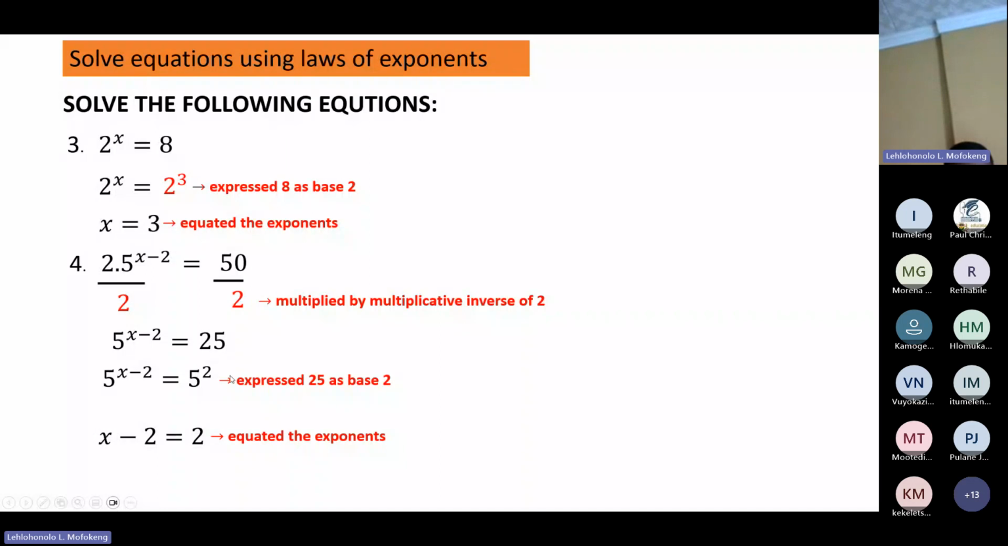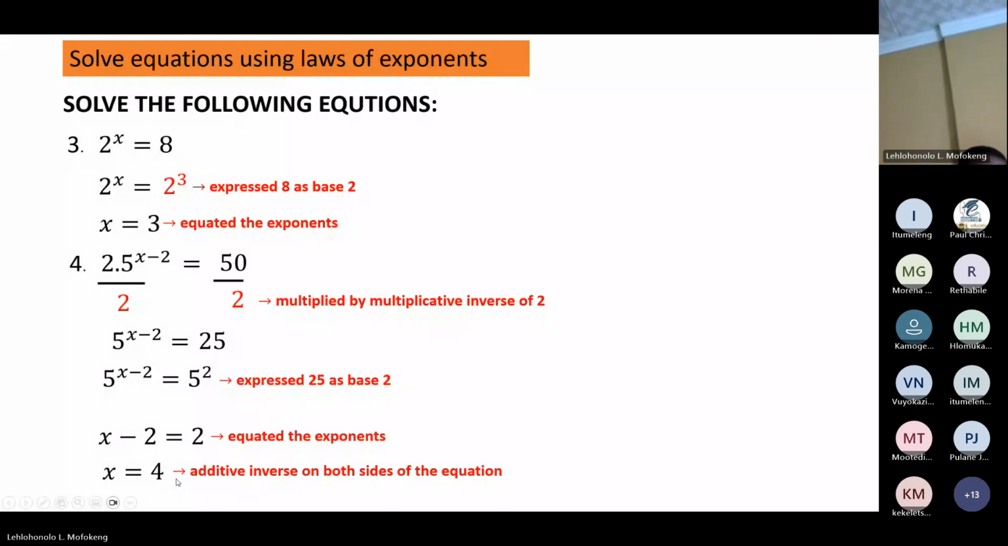Moving forward, we add positive 2 on both sides. Adding positive 2 on both sides, we apply the additive inverse on both sides of the equation. When you add 2 on the left-hand side, it will be 0. But on the right-hand side, 2 plus 2 gives you 4, so x is equal to 4. Now, this was the last problem that we were dealing with.